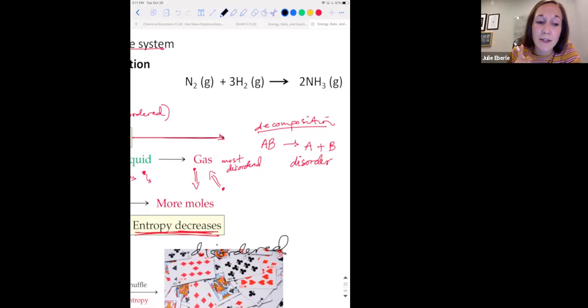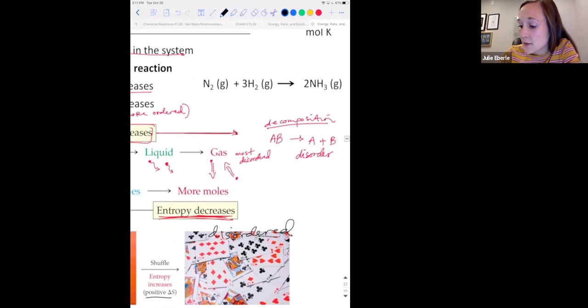So always try, if you can understand it from the viewpoint of order, then you've got to flip it and say, okay, what is disorder doing? So disorder is decreasing. So far, that's what the consensus is. And y'all are correct.